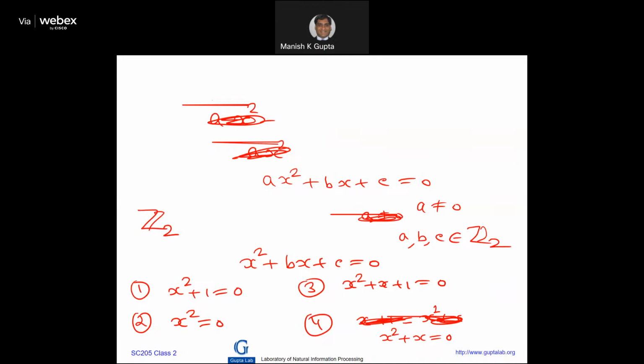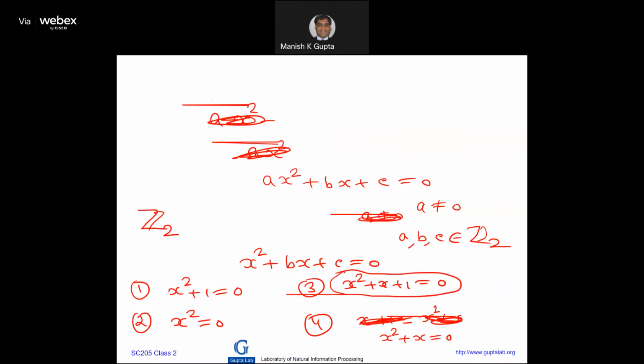What about this? x equal to 0 is a root. This is also useless. We can strike it off. What about this one? x equal to 0 is a root here also. This is also useless. What is left? x square plus x plus 1 is equal to 0. And now I want to check whether this has any root here or not.